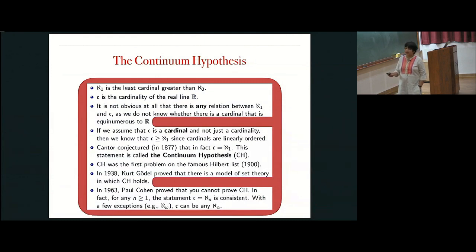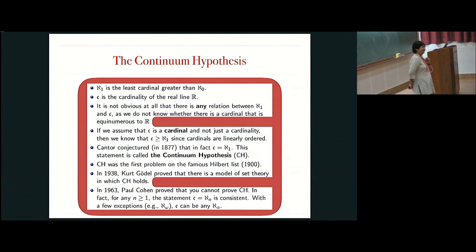Now in 1938, Kurt Gödel proved that there is a model of set theory, meaning a model of the Zermelo-Fraenkel axioms that we were talking about, in which all those axioms hold. What do you mean by a model? A model is a structure where all those axioms hold. Kurt Gödel proved that there is a model where the continuum hypothesis holds. And in 1963, Paul Cohen proved that there is a model of set theory where the continuum hypothesis doesn't hold.